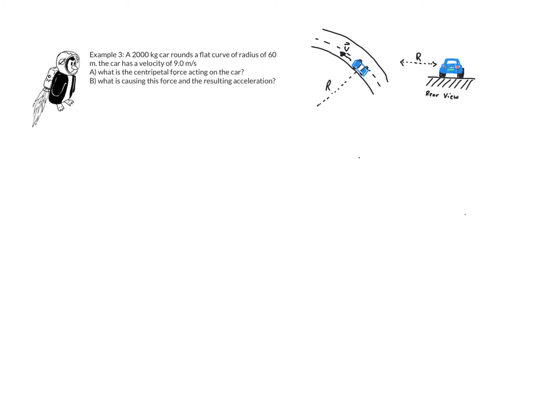To solve part A, we need to remember our formula for centripetal acceleration. So we know from Newton's second law that F net is equal to mass times acceleration. So we do a substitution. We have mass times v squared over r. So here we have 2,000 kilograms times 9.0 meters per second squared, all over 60 meters, giving us a force which is 2.7 times 10 to the third newtons. Now this is the net force, but in this case it is also the centripetal force, which is causing the car to turn in a circle.